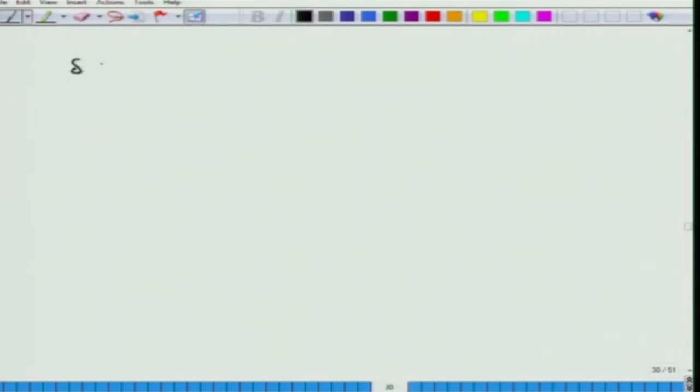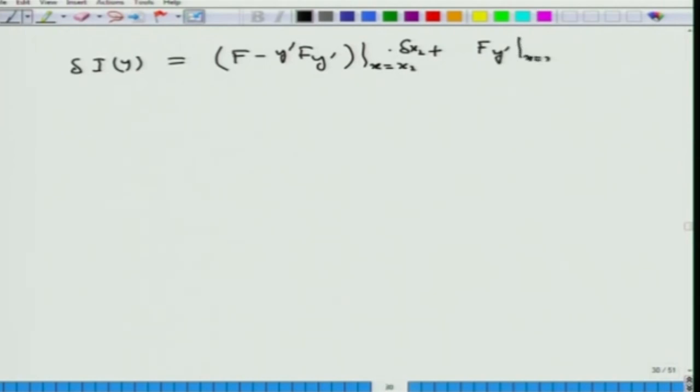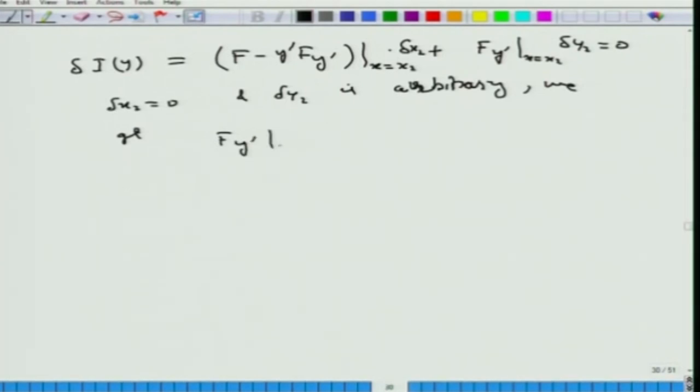that the variation delta I, here it is a function of y only, which is (f minus y prime f_y prime) evaluated at x equal to x2, because here the point A is fixed, only B is moving, times delta x2 here, plus f_y prime evaluated at x equal to x2 times delta y2 equal to 0. And since delta x2 is 0 and delta y2 is arbitrary, we get f_y prime evaluated at x equal to x2 equal to 0. So, that is what we get here.